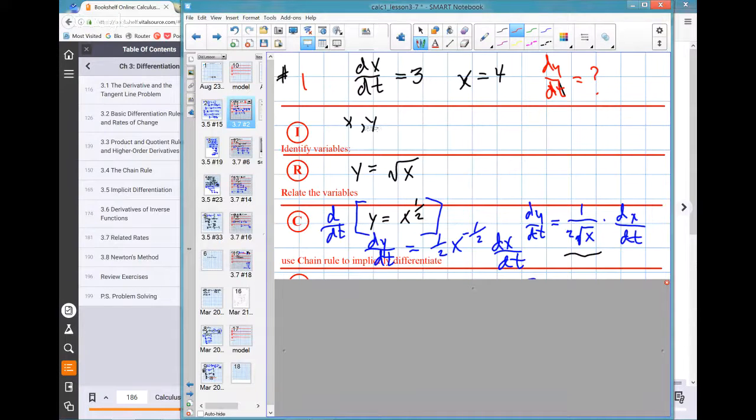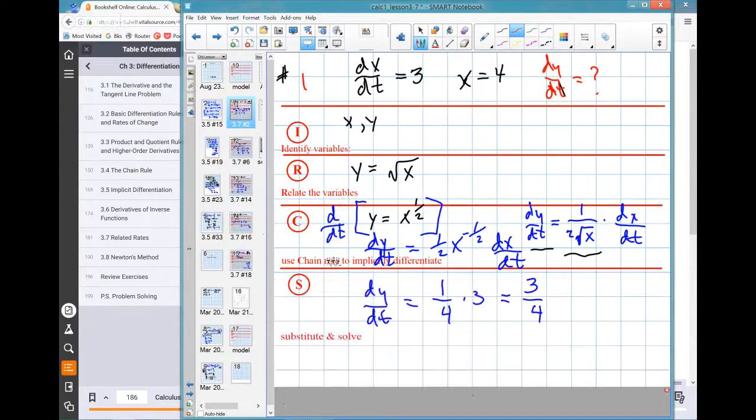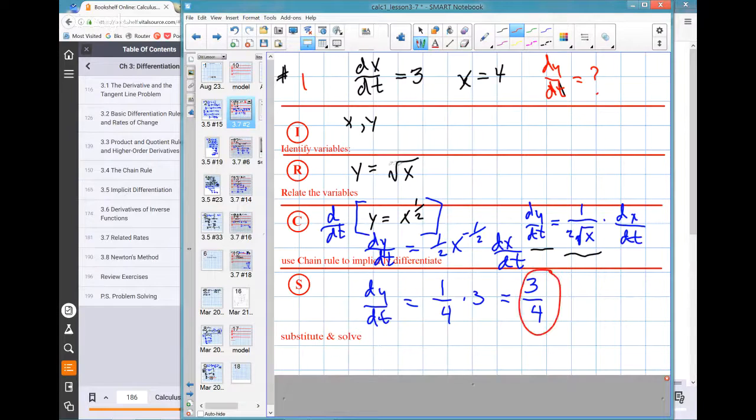Good. So the equation is nicely solved already for dy/dt. Now it's time to substitute and solve, and in this case, this is really easy. For dy/dt, x is 4. The square root of 4 is 2, and 2 times 2 is 4, so we wind up with 1/4. Then multiply that by dx/dt, which was given to us, is 3. Pretty simple. We're done. So what is dy/dt? 3/4.